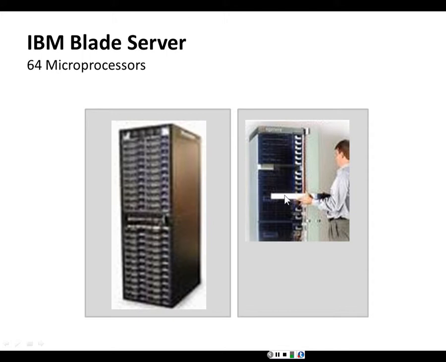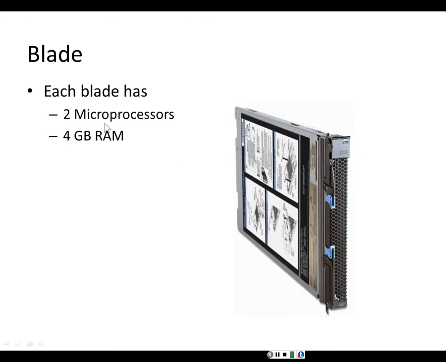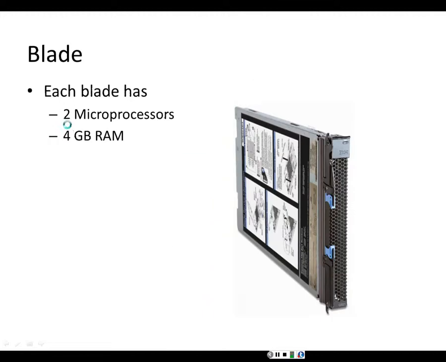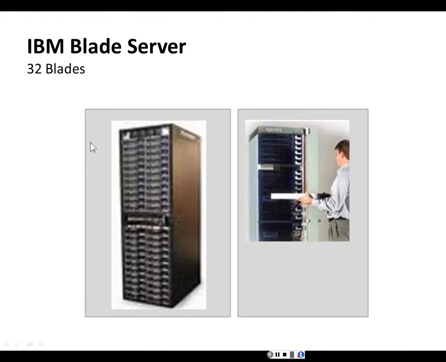And if we look closely at one of the blades, we can see that a blade is a circuit board which has 2 microprocessors and 4 gig of RAM. And a blade is kind of like a motherboard, and you know what a motherboard is. A motherboard is a circuit board which has a microprocessor on it and RAM. Each blade is kind of like a motherboard in that it's a circuit board with 2 microprocessors and 4 gig of RAM. So if our blade server has 32 blades in it, that means it has 64 processors and 128 gig of RAM.